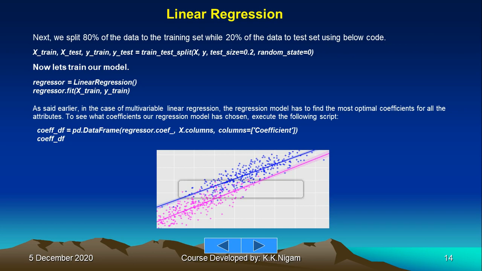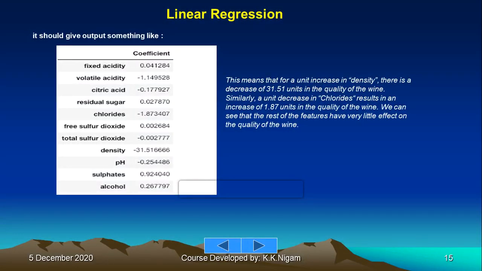This is the script that we have to write: coeff_df = pd.DataFrame(regressor.coef_, X.columns, columns=['Coefficient']). Then coeff_df, and when you write this, you are going to get this kind of output. It should give you output something like this. Look at the various features that we have discussed earlier: fixed acidity, volatile acidity, citric acid, residual sugar, chlorides, free sulfur dioxide, total sulfur dioxide, density, pH, all given with their values.